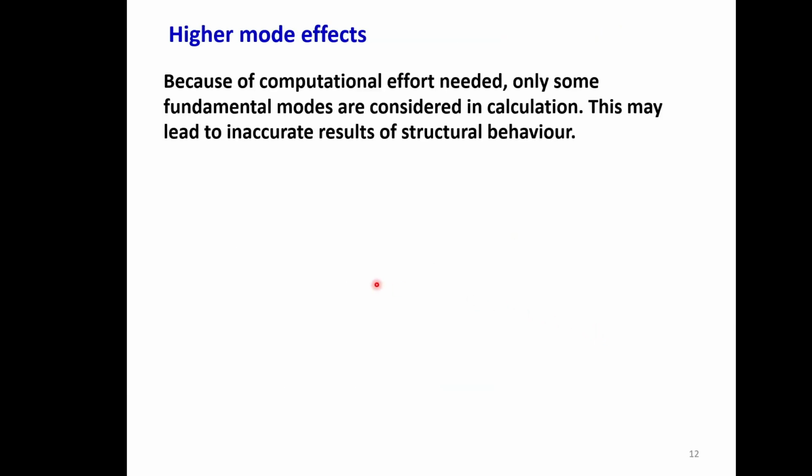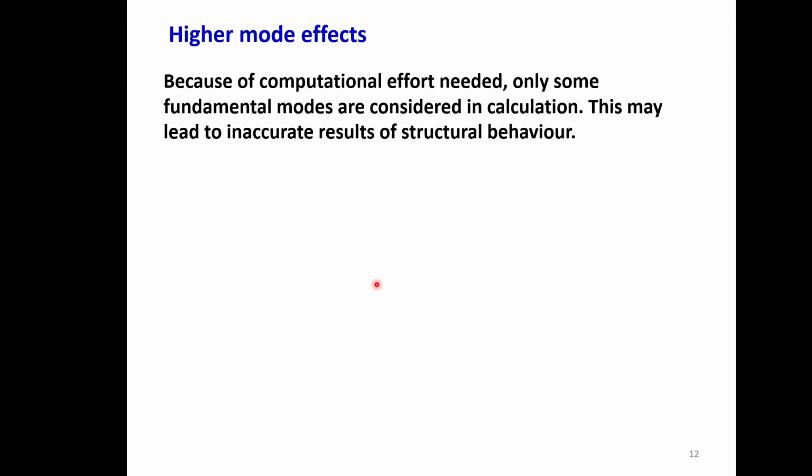Now there is a term called higher mode effects. As we have seen in the previous example, there were n number of modes, but we have considered only 4 modes. So we have left out n minus 4 modes in the analysis. This is going to accumulate some errors in the results, and the errors will be higher if we discard more modes on the higher side. This is called the higher mode effects.